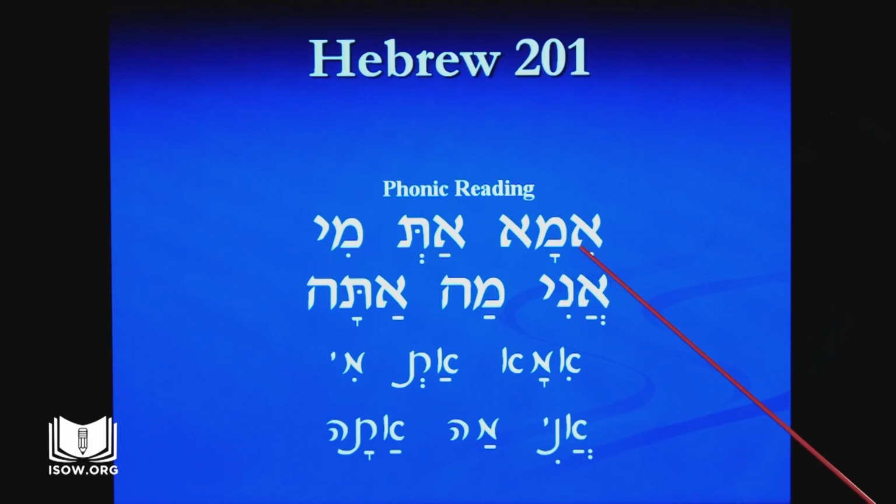But now we want to come down here and do it with the script. And what we've done is we've duplicated this down here in script. But I don't want you to read it from here while you're trying to learn to read it in script. So this is ima, at, mi, ani, ma, ata.